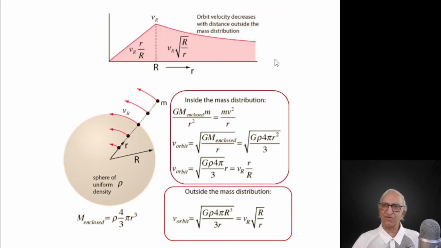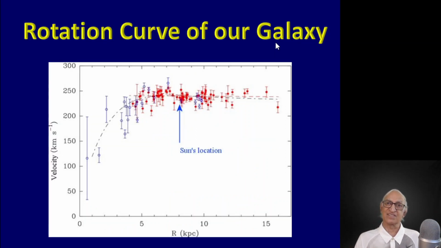Fine. So now, if you put the two things together, what you expect, plotted on the y-axis, is the circular velocity or the tangential velocity or the orbital velocity as a function of distance from the center of the galaxy. So, as long as you are interior to the distribution of mass in the galaxy, the circular velocity will increase linearly with r, and afterwards it will decrease as 1 over square root of r. So that is what you expect from Newton's laws or Kepler's laws. What do you find? This is what you find.